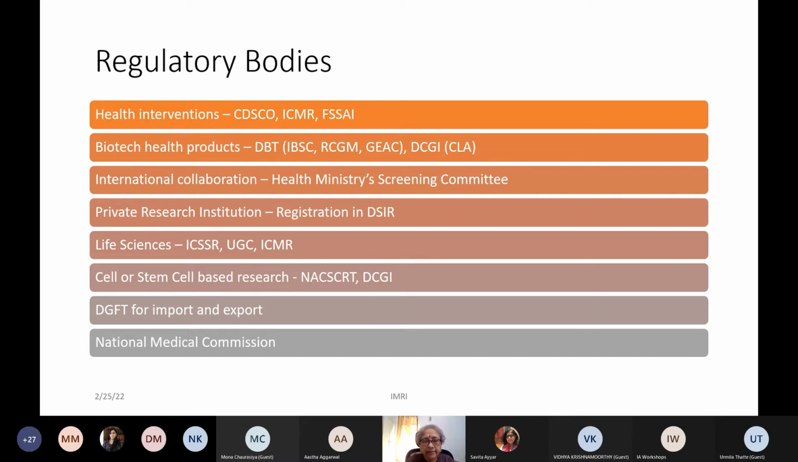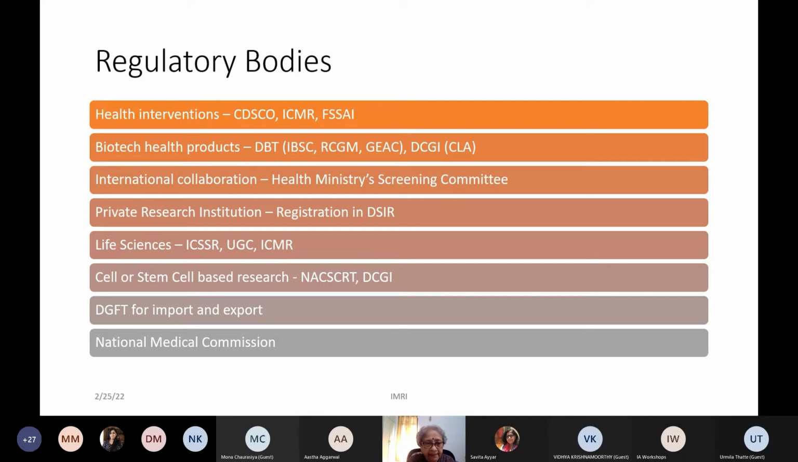So the regulatory bodies which come into the picture are for the health interventions, such as the CDSCO, ICMR, FSSAI, even it is food related as well. Biotech health products, DBT mainly, and it's three committees: IBSC, RCGM, and GEAC, and DCGI, who is presently termed as CLA, Central Licensing Authority, after the 2019 New Drugs and Clinical Trial Rules came about.